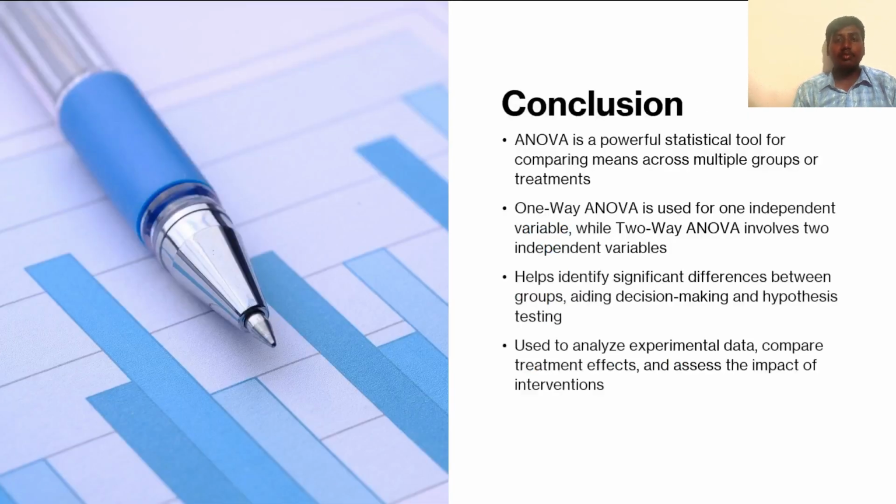Conclusion. ANOVA is a powerful statistical tool for comparing means across multiple groups and/or treatments. One-way ANOVA is used for one independent variable, while two-way ANOVA involves two independent variables. It helps identify significant differences between groups, aiding decision making and hypothesis testing. It is used to analyze experimental data, compare treatment effects, and assess the impact of interventions.